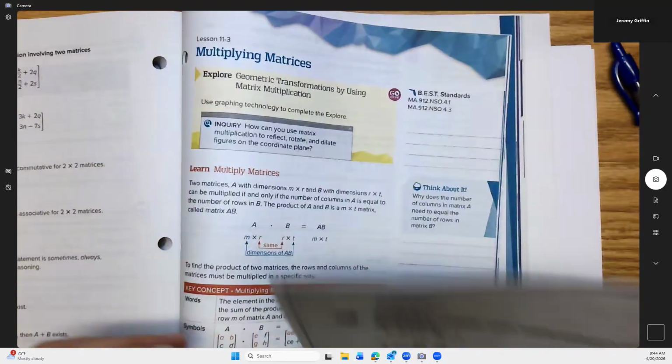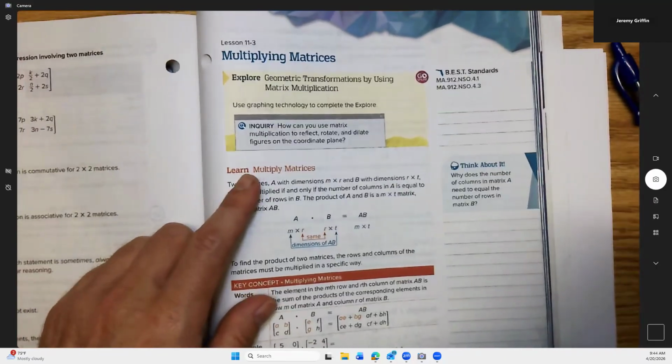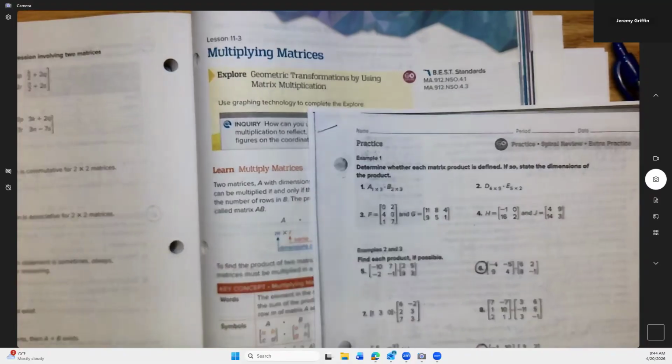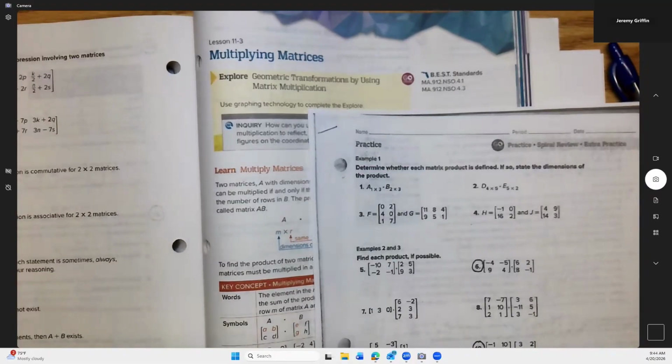All right, so when you multiply a matrix by a matrix, it does get a little tricky, and there's a little trick to it. Last week you were multiplying by scalar quantities, so you could multiply an entire matrix by 4 or something, just multiply all the elements by 4. But when you multiply a matrix by a matrix, it's a little different.